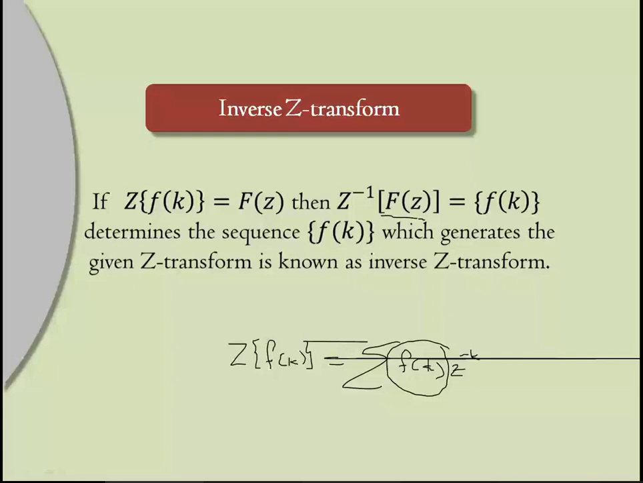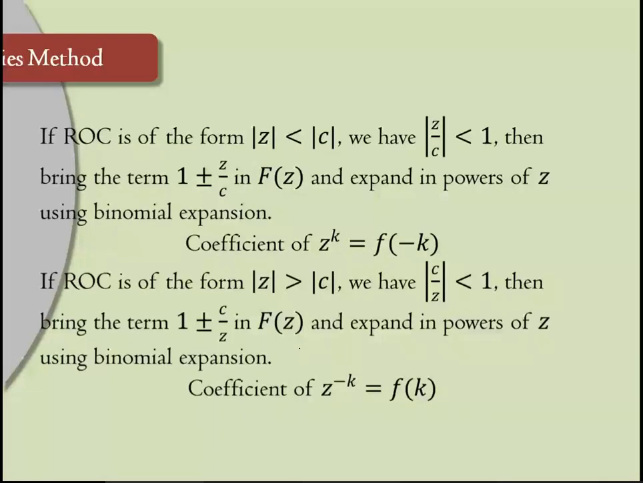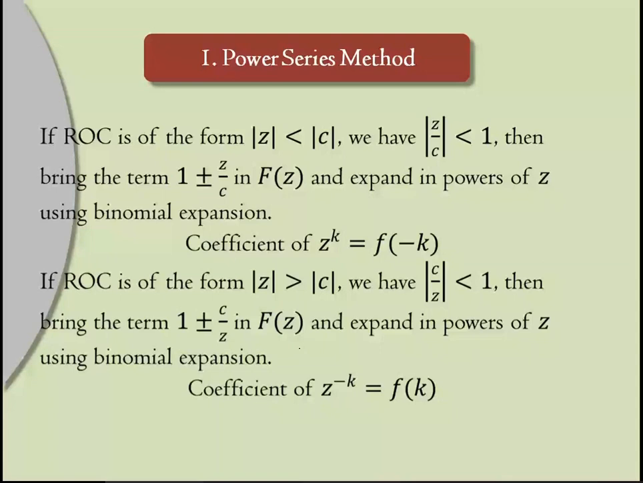Now, what is the power series method? We are given the region of convergence. Region of convergence is given in the problem. If that region of convergence is in the form mod z less than mod c, then try to bring the term which is less than 1. Then do the expansion. Try to bring 1 upon 1 plus or minus this term, z by c, and then use the formula of 1 upon 1 plus y or 1 upon 1 minus y. Already we saw these two formulas. By using this formula, do the expansion.